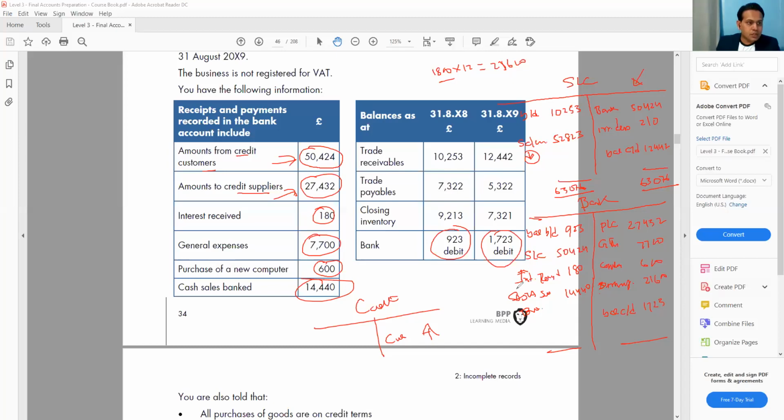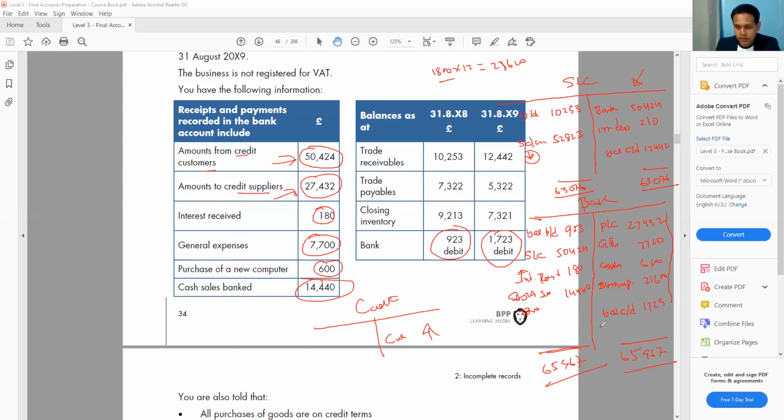All right, so what is the total here? So the total we have here is 65,967. And how much is the balancing figure if we minus all of this? How much is the difference we have for the loan?